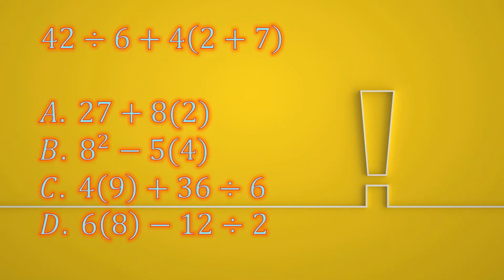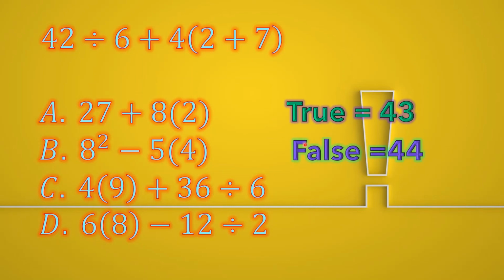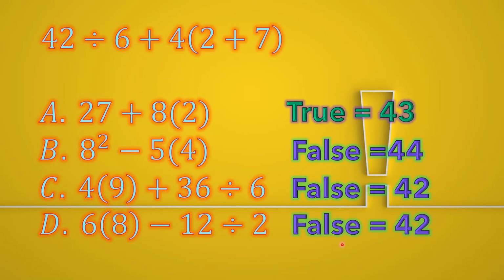Now, let's justify our answer. A would have been true because 43 is equivalent in both expressions. False for B, because the value of the expression in answer choice B was 44. False for C, the value was 42. And false for D, the value was 42 for each one of these expressions.